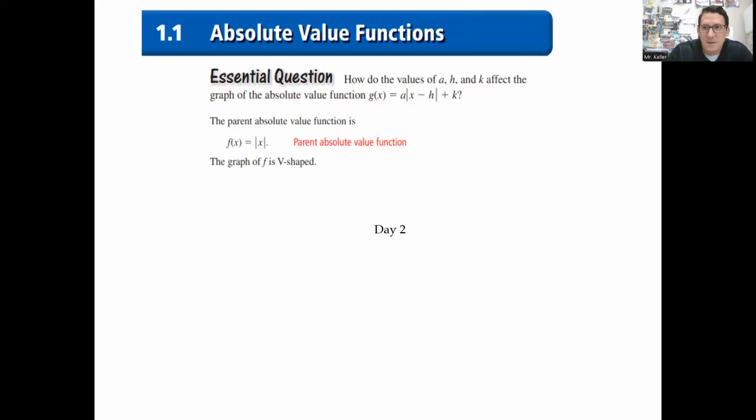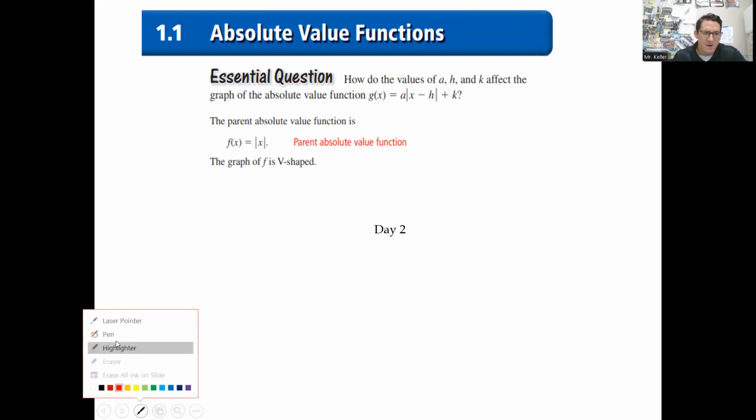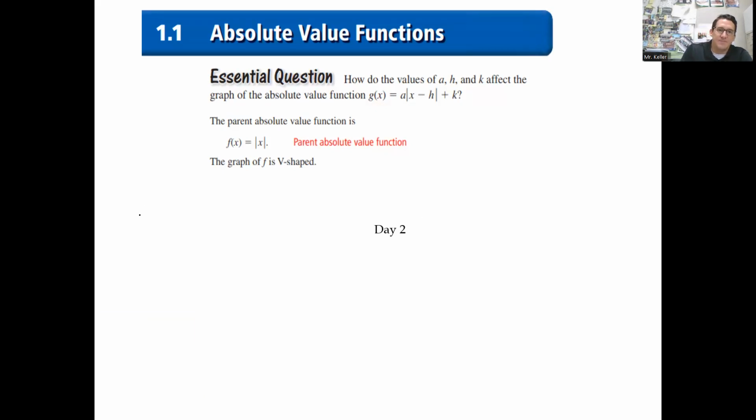Right, IM2 classes. Today, we are going to apply what we learned yesterday about transforming graphs, functions, to a specific function, in this case, the absolute value function. So just a quick reminder, the absolute value of x would be the distance from zero. There's more to it when we solve, but that's not what we're doing today.